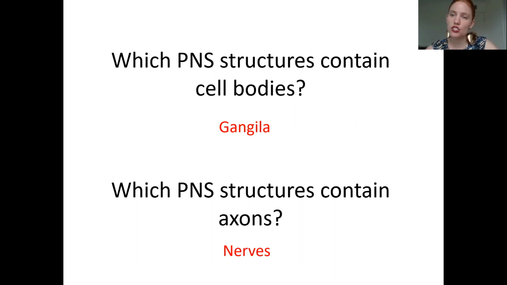If you need to, you might want to go back to the nervous system overview and review the structure of the nerves. Basically, they're just bundles of axons that are bundled with some layers of connective tissue.